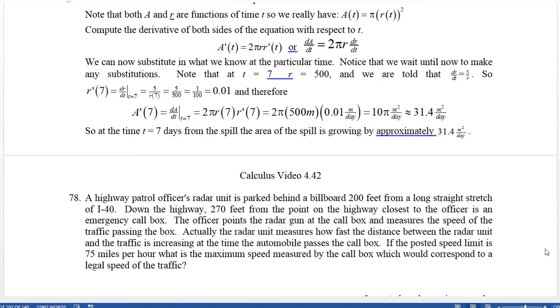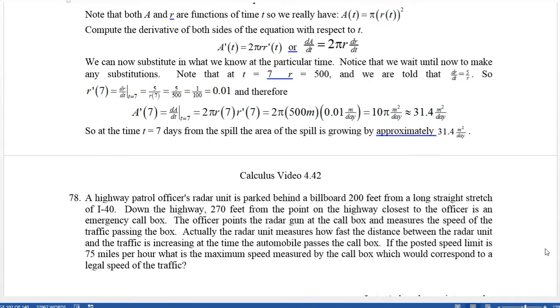Let's look at another related rate problem. A highway patrol officer is parked behind a billboard, and the billboard is 200 feet from a long straight stretch of interstate, say I-40. And down the highway, about 270 feet from the point on the highway closest to the officer, is an emergency call box.